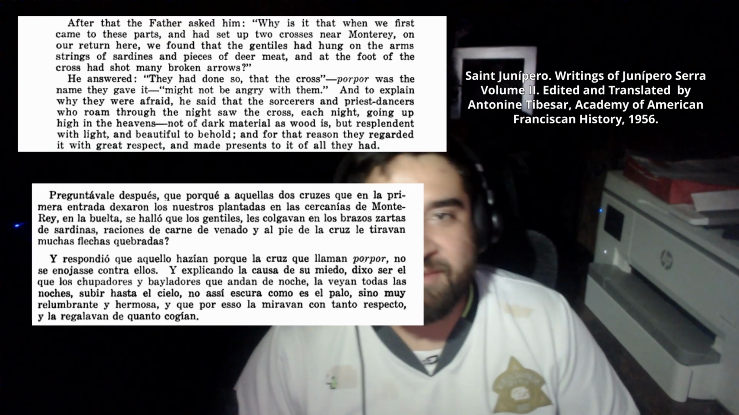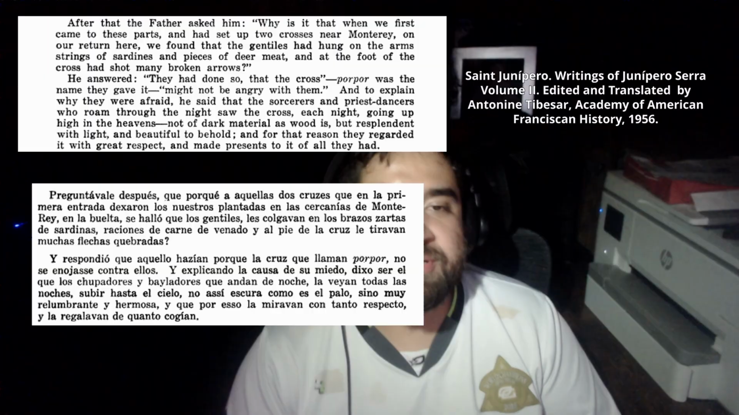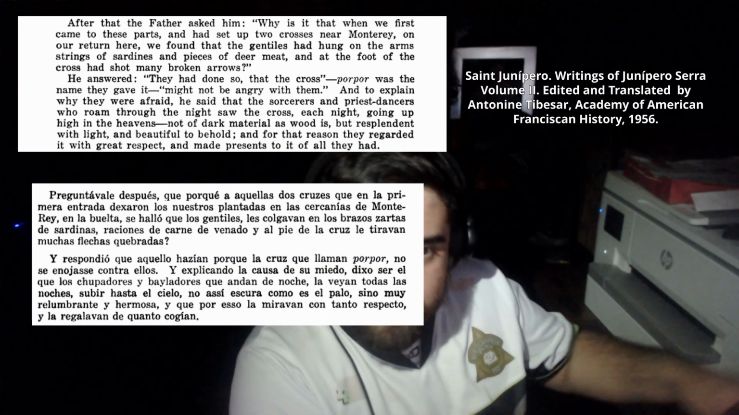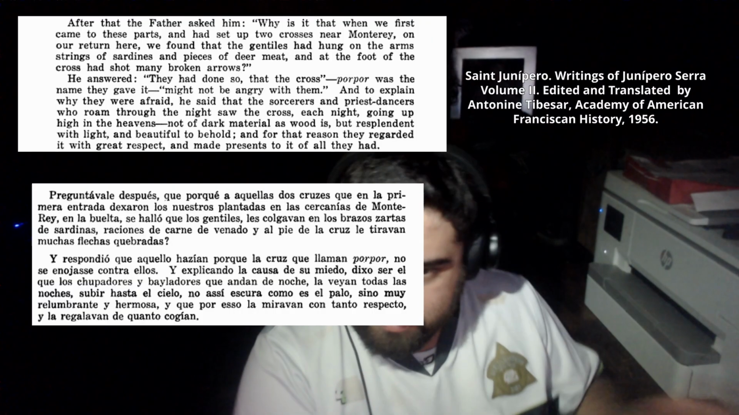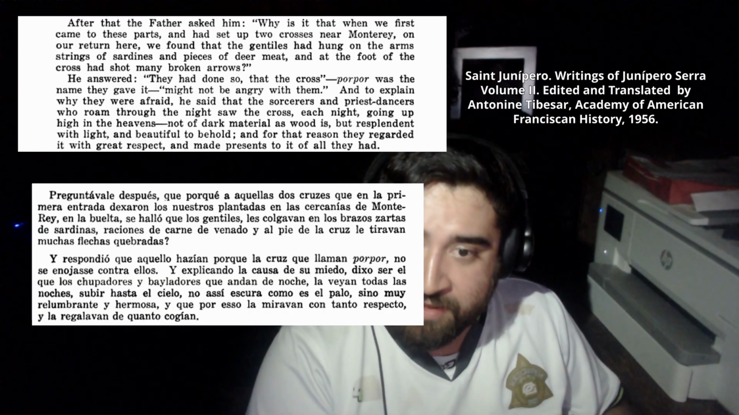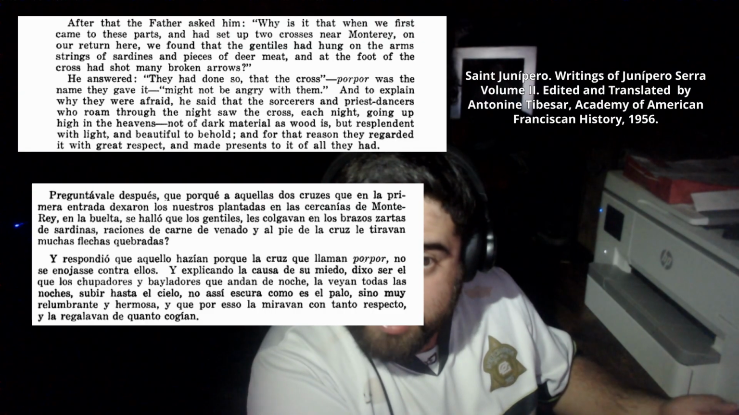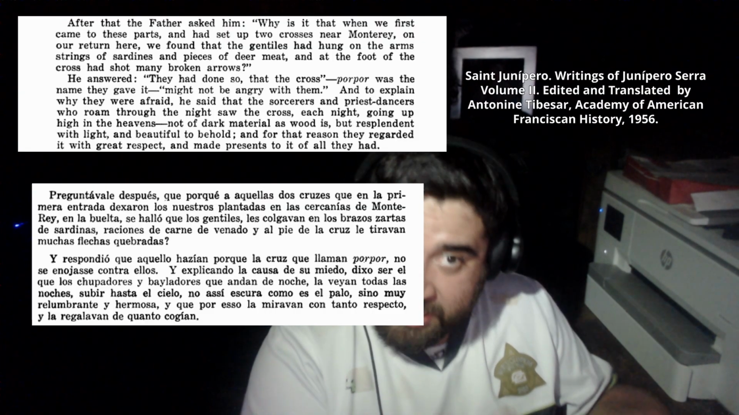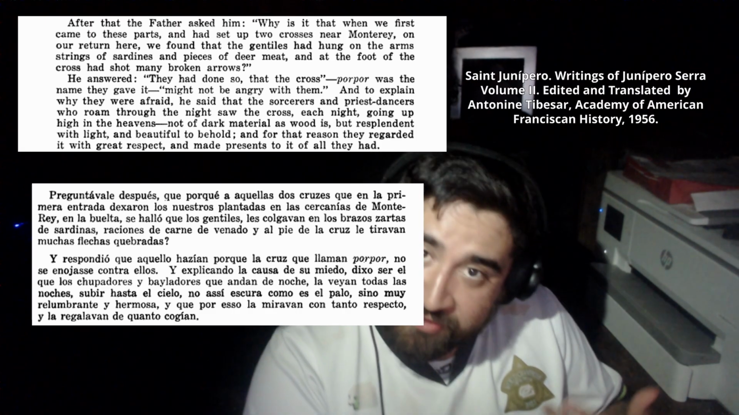And to explain why they were afraid, he said that the sorcerers and priests, because the tribes had their own priests, they had their own ritual ceremonies back there. So, it proves that these natives, even though they're from 2 different time periods, had religion, they had their own theology.